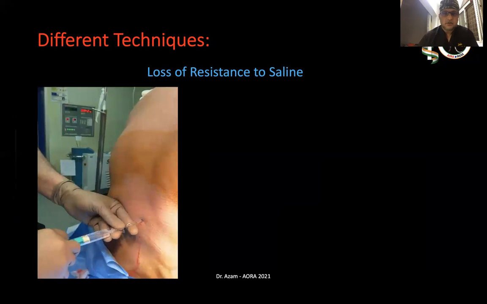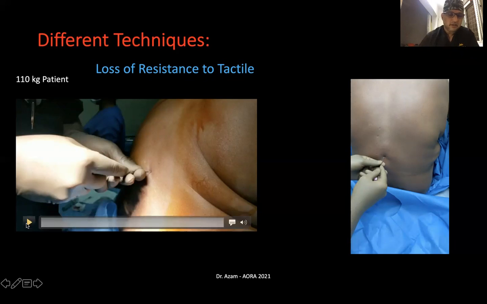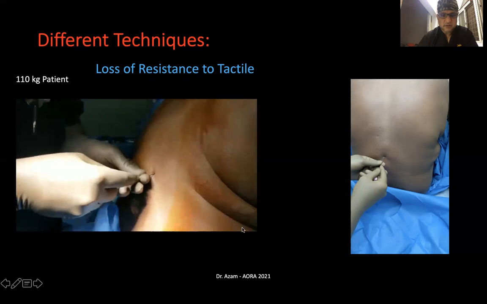Yes. So next, there is something called loss of resistance to tactile. I always use the loss of resistance to tactile. It is much easier. You have two patients here. We have one patient of about 110 kgs, and we have a patient whose back was not very well felt. So in this, I'll just play the videos.